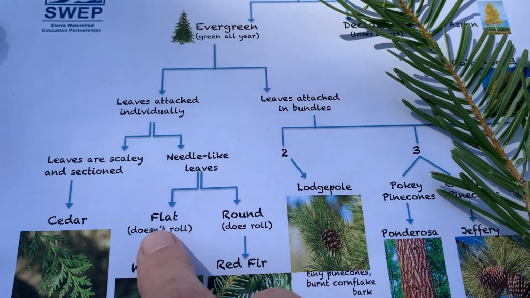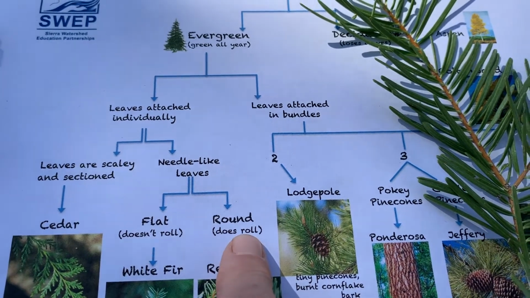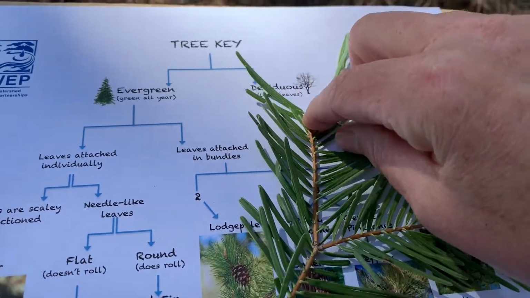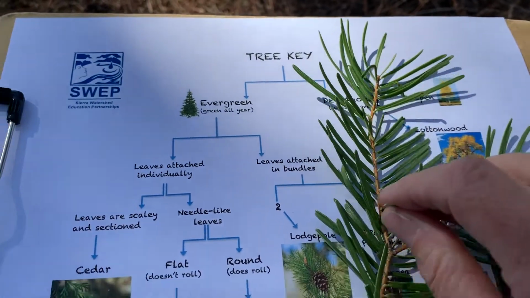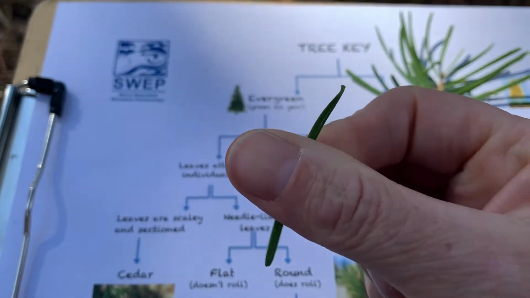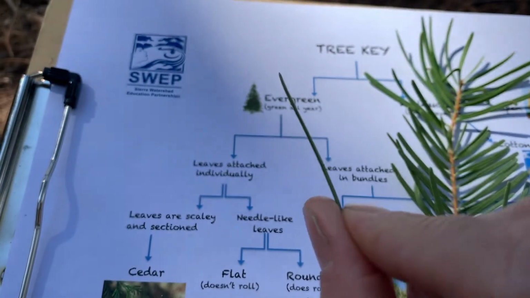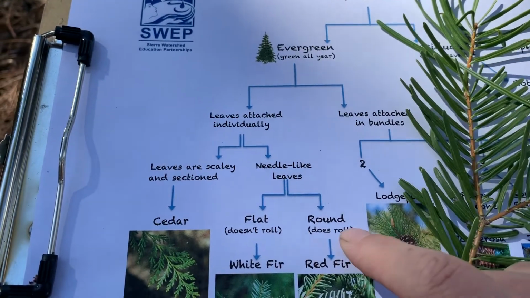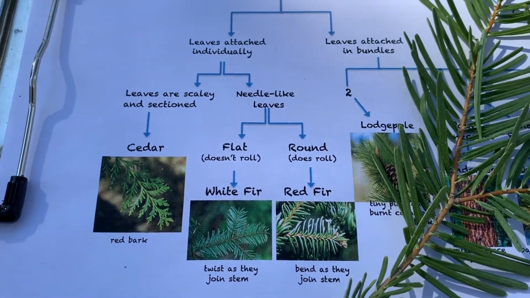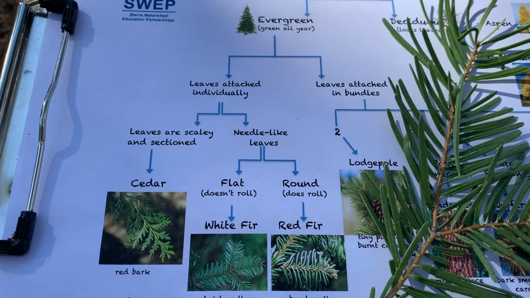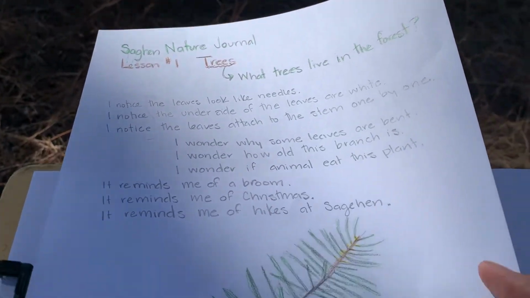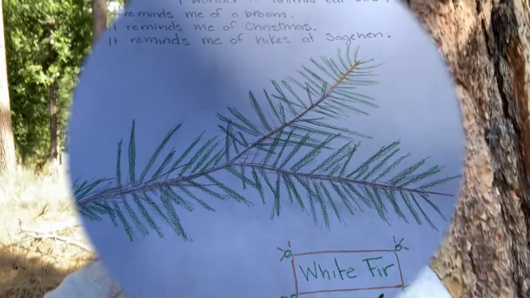And then my last question, are the leaves flat or are they round? I'm going to pull off a leaf to help answer that question. I'm going to try rolling it between my fingers. If it rolls, it's round, and if it doesn't, then I know it's flat. So I'm trying to roll. Nope, it's not rolling, so I can tell that this is a very flat leaf. So I'm going to answer this way, and I see that it turns out that my branch came from a white fir tree. I'm going to add the white fir name to my nature journal, and now I'm done with that part of this activity.